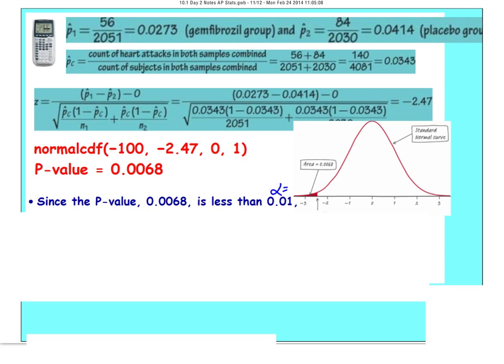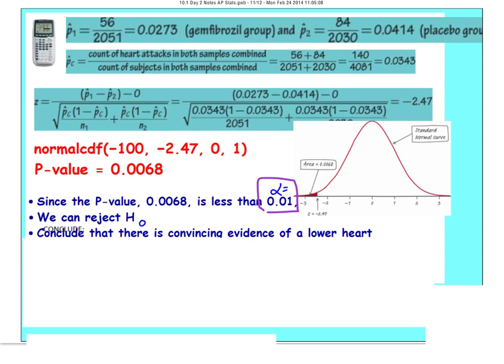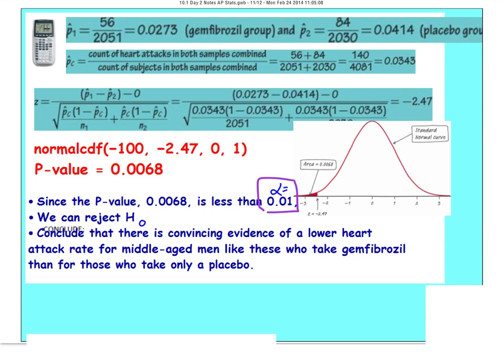We can go ahead and make our conclusion now. Since the p-value of 0.0068 is less than our alpha, in this case I'm actually going to choose to use 0.01 just to mix it up. Again, we normally use 5%, but let's use that. With that value, p is less than 0.01, so we reject H sub 0, and we can conclude there is convincing evidence of a lower heart attack rate for middle-aged men who take this particular drug than those who take only a placebo.